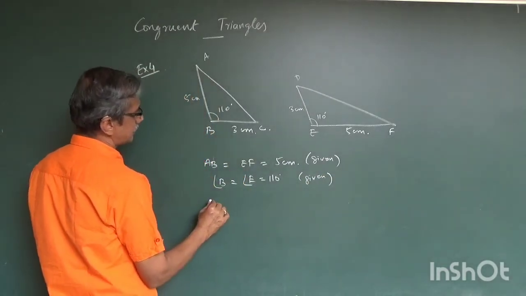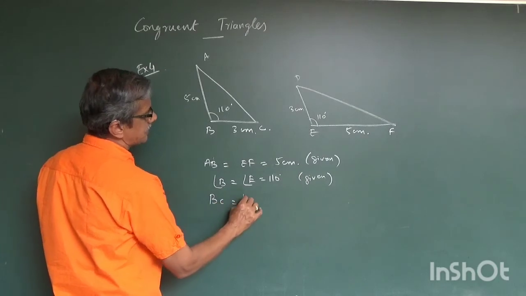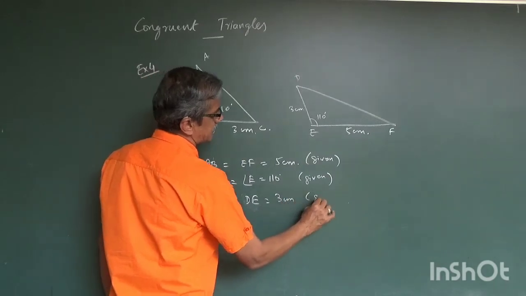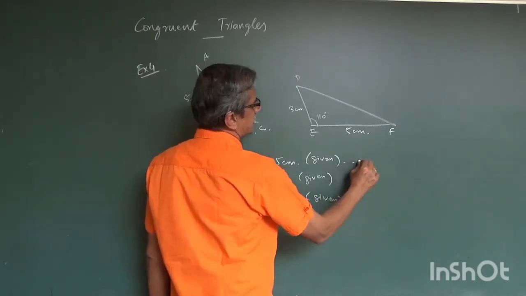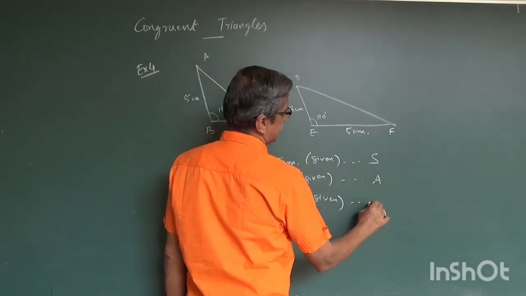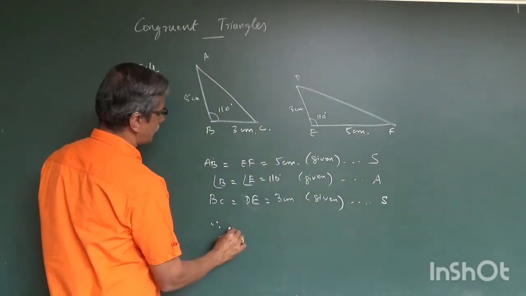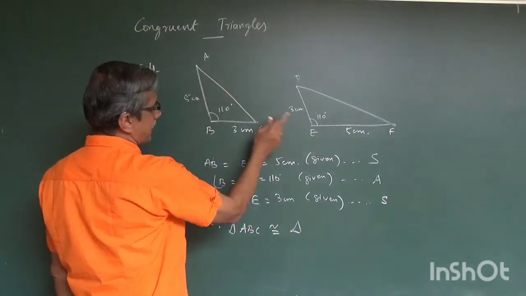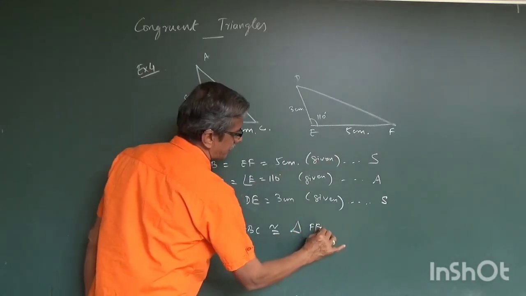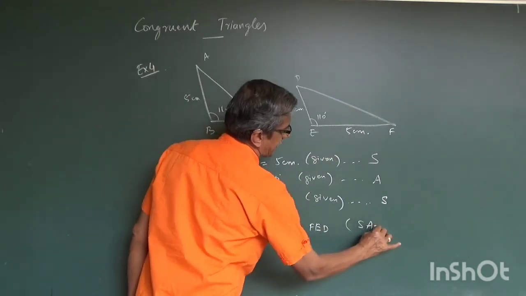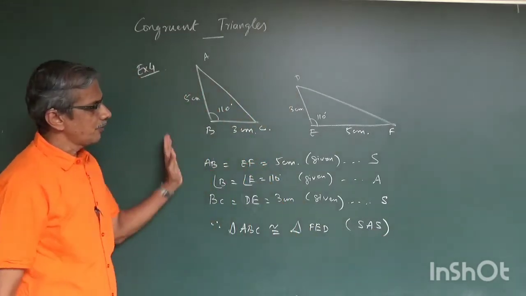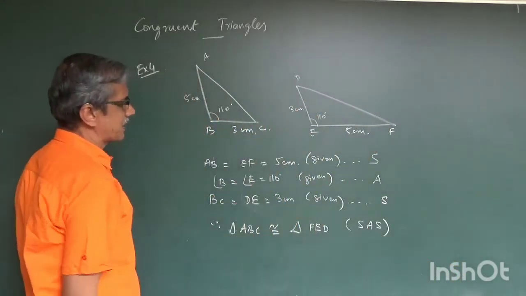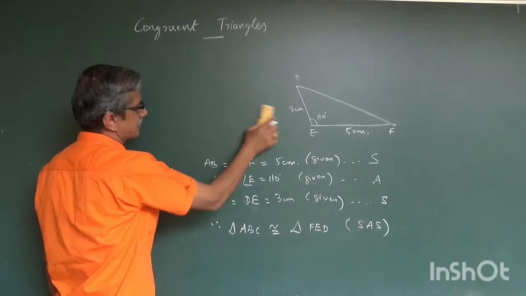And then BC is equal to DE is equal to 3 centimeter. This is also given in this case. So this is side, this is the angle part, this is the side part. Therefore, triangle ABC is congruent to triangle FED, A matching over F, by SAS, side angle side. I hope you understood. So even if orientation is different, you can match. You can rotate it and imagine it and then match.